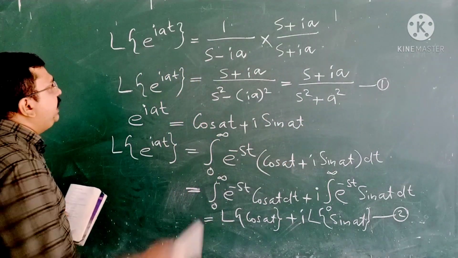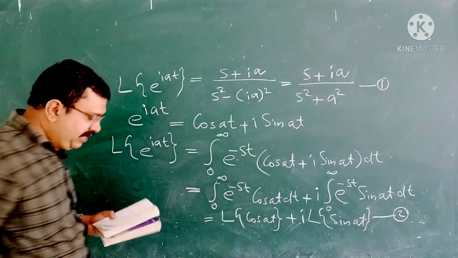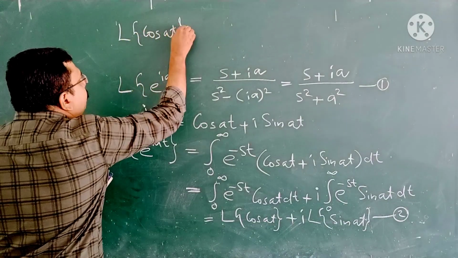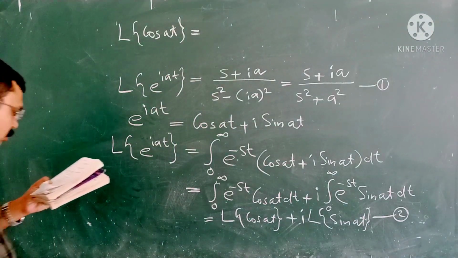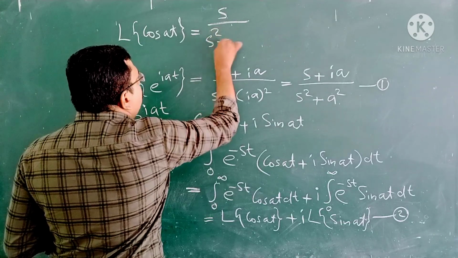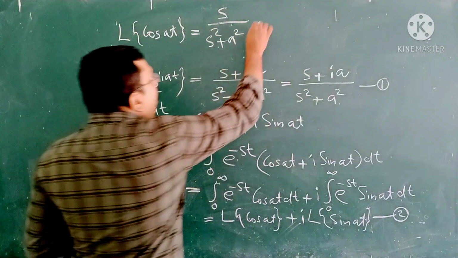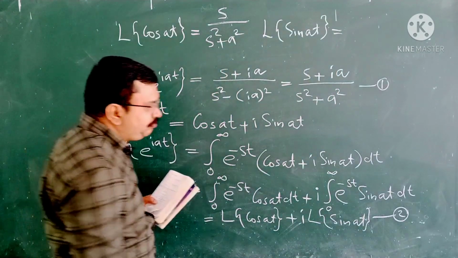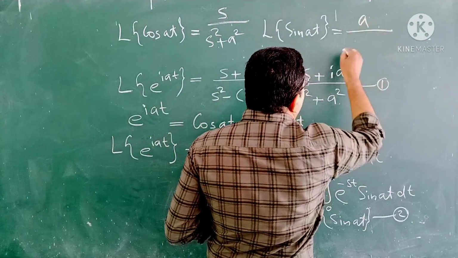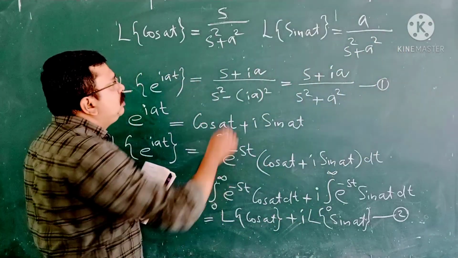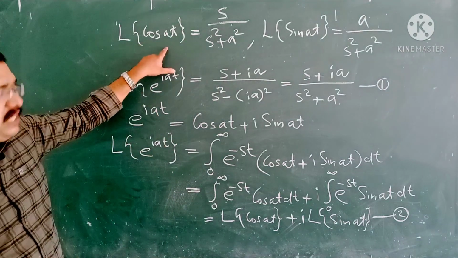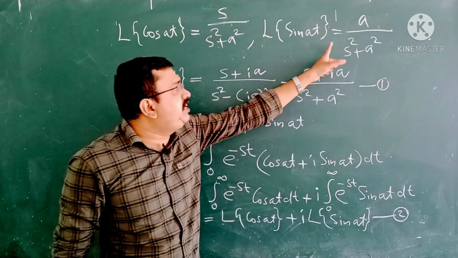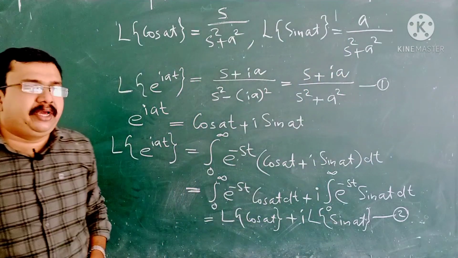Therefore, we can write L of cos at is equal to s by s square plus a square, and L of sin at is equal to a by s square plus a square. Okay, write down these two results. First one is L of cos at, that is equal to s by s square plus a square, and second one is L of sin at, that is equal to a by s square plus a square. Okay, write down.